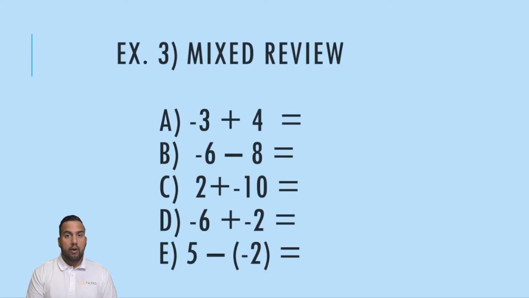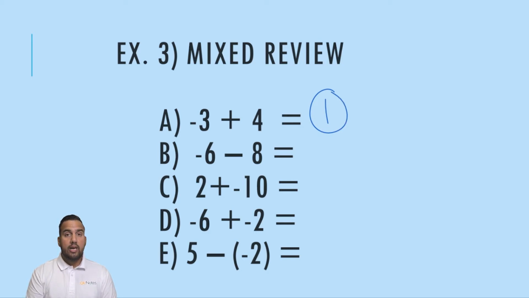If you want to pause the screen, just try them really quickly and then play, go for it. If not, let's go ahead and do them together. A: -3 plus 4. 1 negative, you subtract. 4 minus 3 is 1. The bigger number is 4, so my answer is going to be +1.